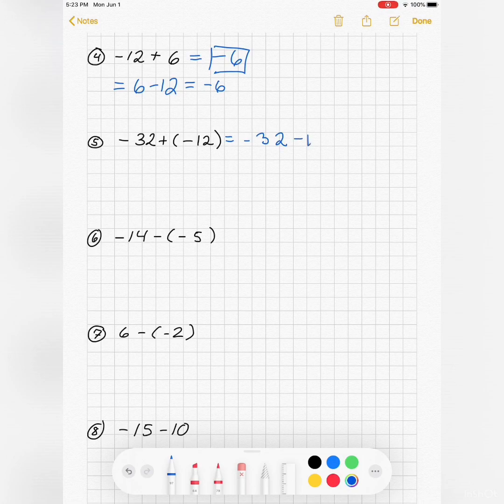-32 minus 12. So again, let's see, I'm $32 in debt. I spend another 12. So now I'm $44 in debt.